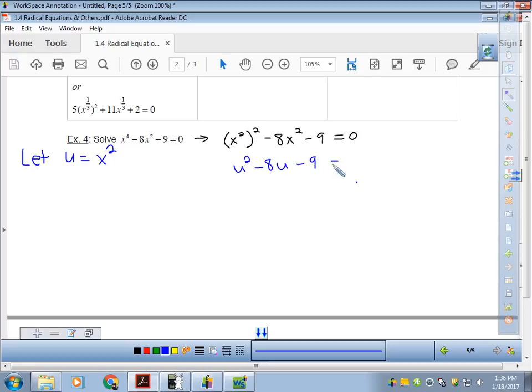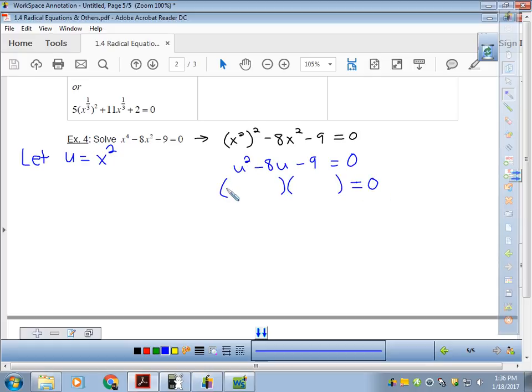Minus 9 equals 0. And so now it's no longer a fourth power function. Now it's a second power function. It's a quadratic. And then we can solve this with any of our methods. Now this one does factor really nicely. So I'm going to solve it with factoring.